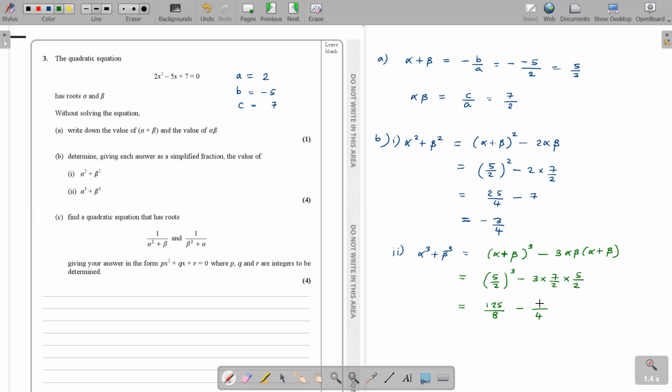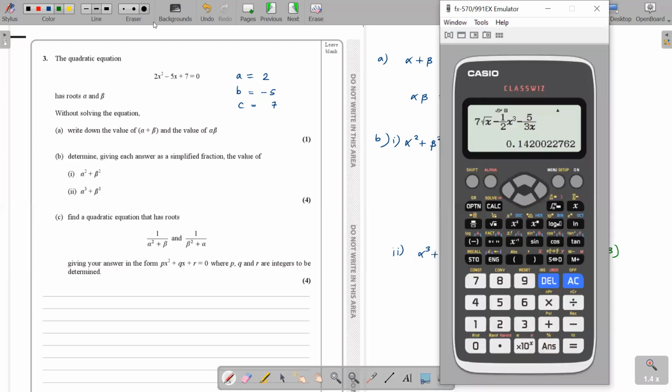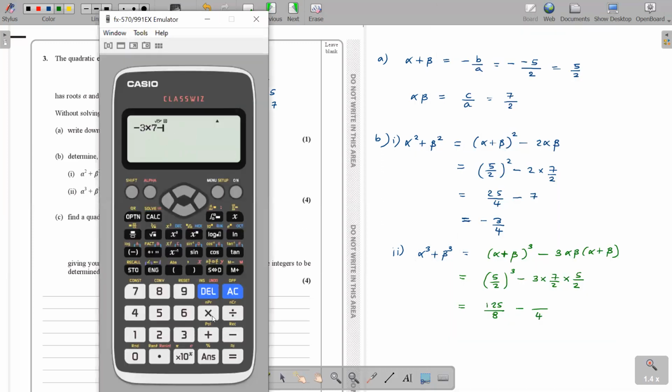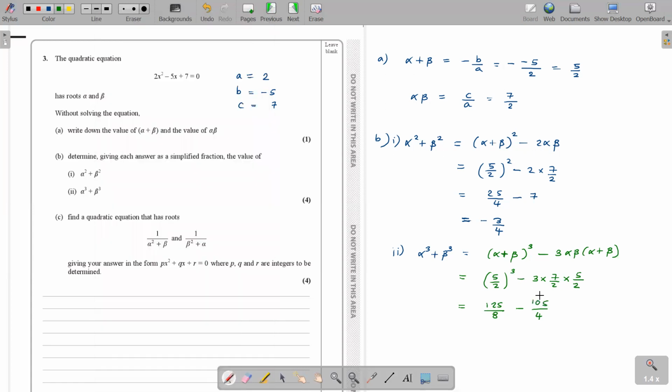Then minus 3 into 7 into 5 is 105. The minus sign I have already used. So 125 over 8 minus 105 over 4 is minus 85 over 8. Minus 85 over 8. Okay, so we are done with that.